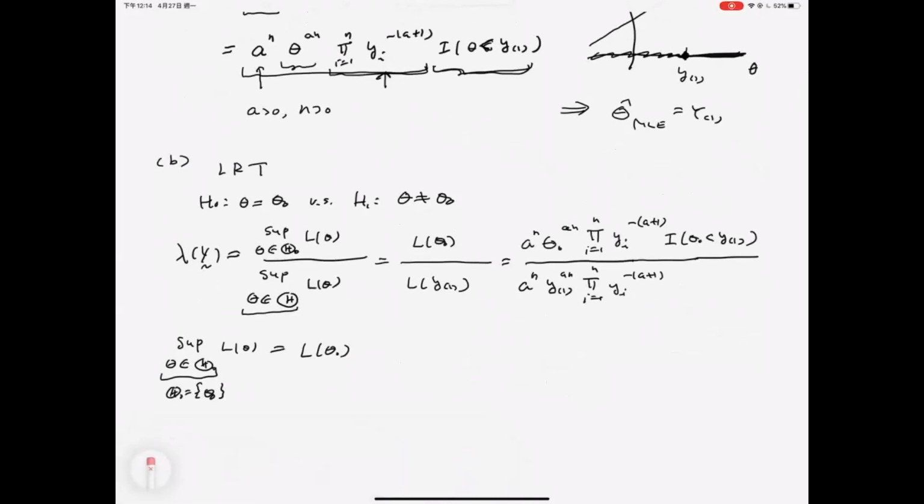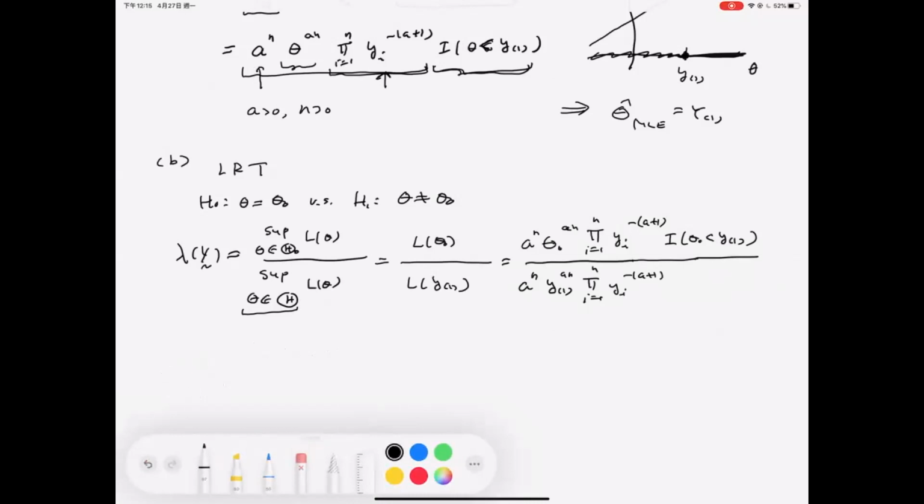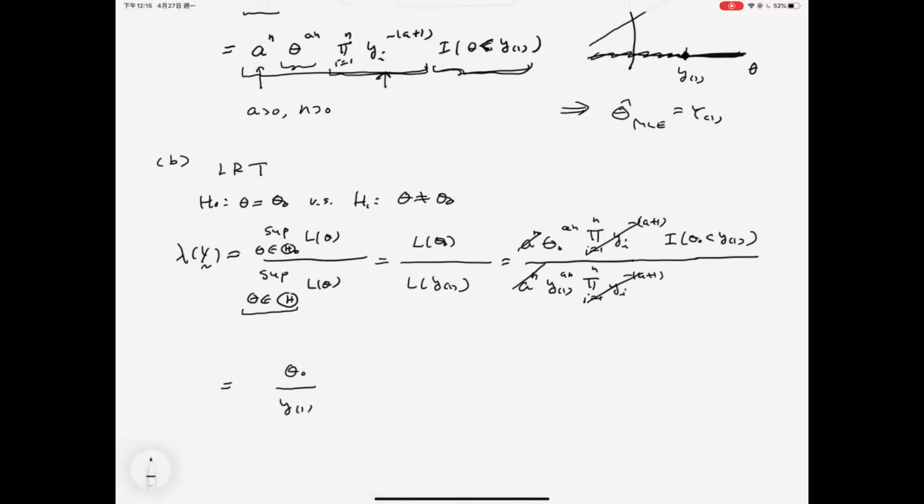Okay, good. And then you'll find that a bunch of things cancel out. So let me take out something here so you don't get confused about where I am. As you can see, cancel out, cancel out, cancel out, cancel out. Eventually it equals, right here, what? You have your theta zero over y1 with power n, and then the indicator function that theta zero is smaller than y1.